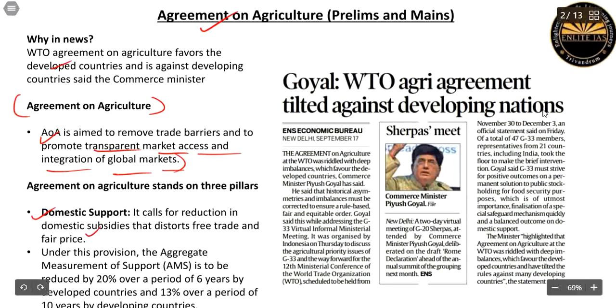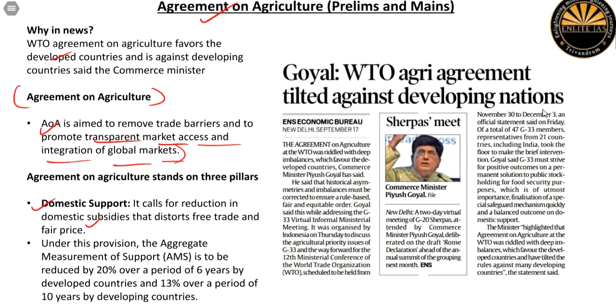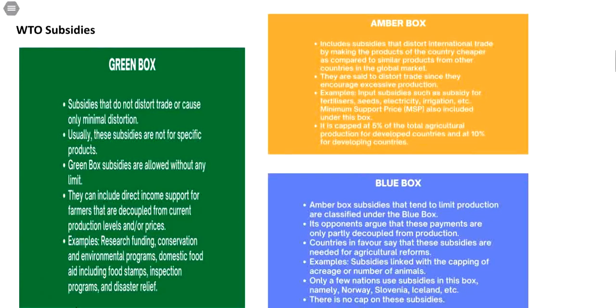Under this provision, the Aggregate Measurement of Support, AMS, is to be reduced by 20% over a period of 6 years by developed countries and 13% over a period of 10 years by developing countries. There are a few subsidies associated with this domestic support, that is green box subsidy, amber box subsidy and blue box subsidies.